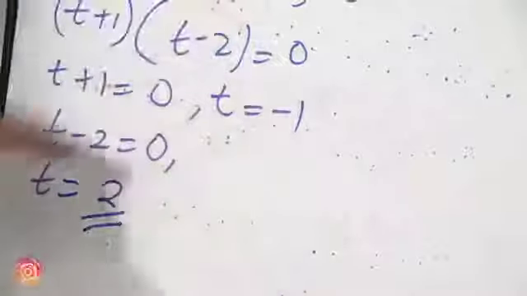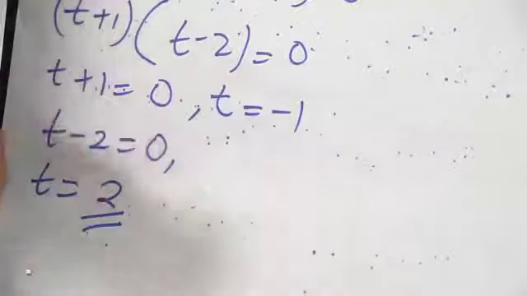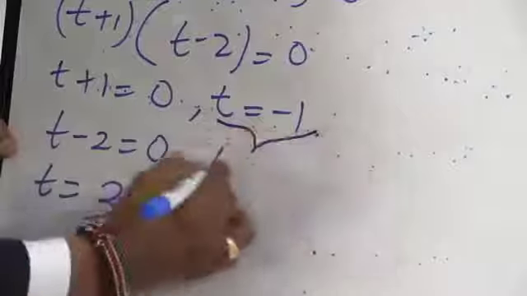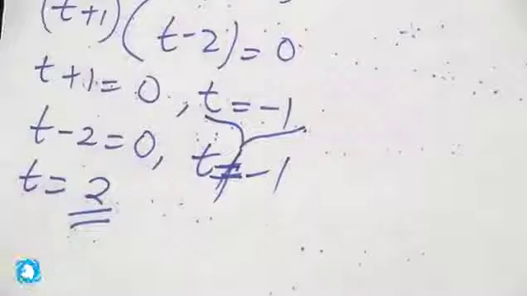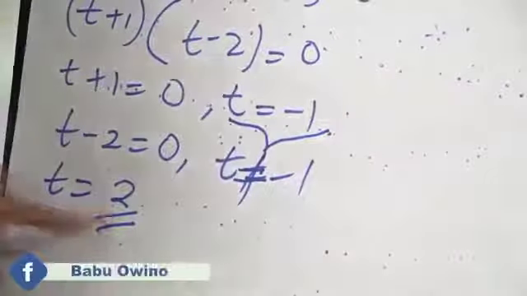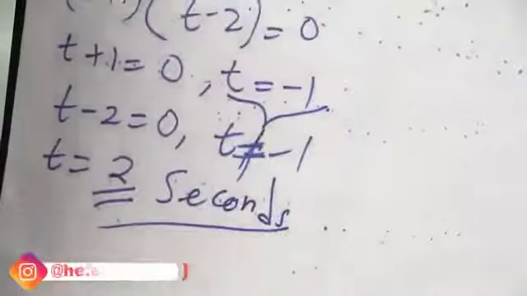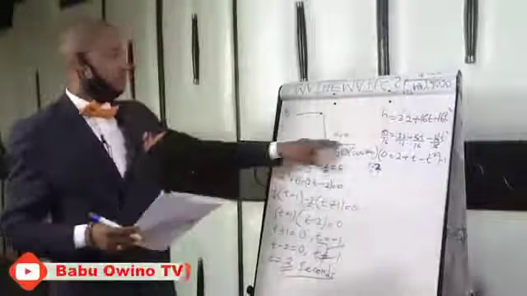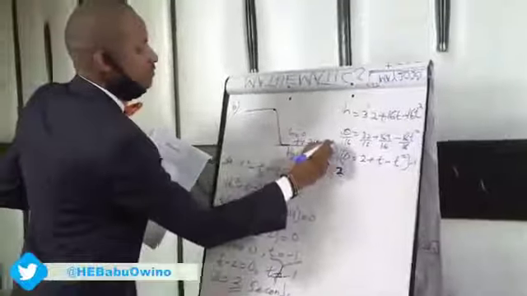Both are in seconds. But we can see one of the values is negative 1. Time cannot be negative. Therefore, this is not practical. So time cannot be equal to negative. So we go with the value of t equals 2, and you write the SI unit of time, which is seconds. So that is the first part of the question: the time he took to hit the water surface. At the water surface, the time is 2 seconds.